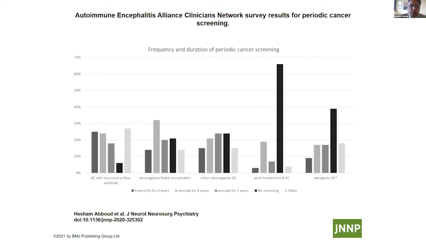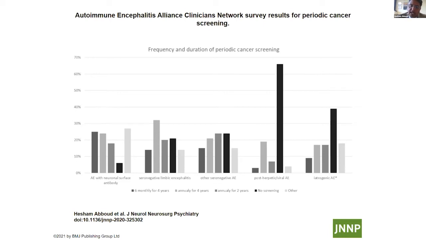And the most popular choice was really doing an annual screen for 2 years after the index event. If the patient has a post-herpetic autoimmune encephalitis, since you have a known trigger, there was almost a consensus between clinicians that really no additional screening is needed for cancer beyond the initial cancer screening that was done during the index event.